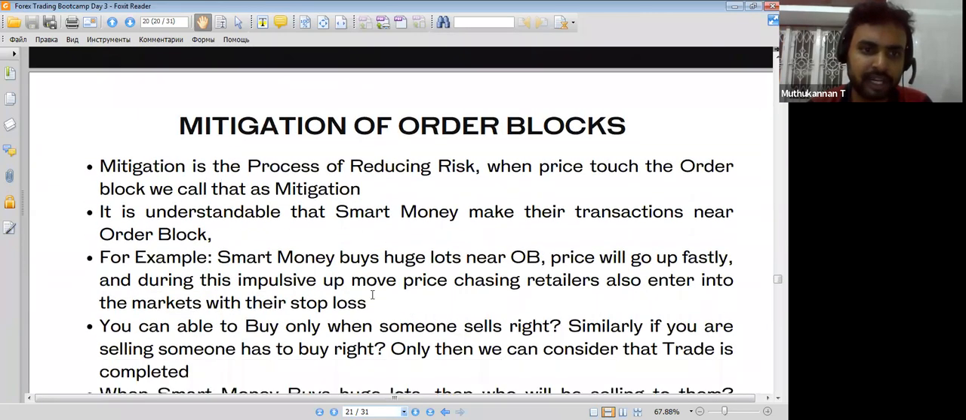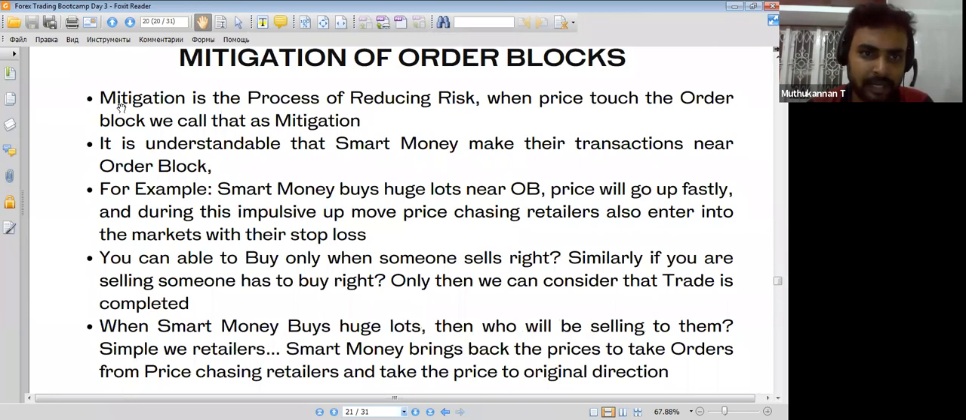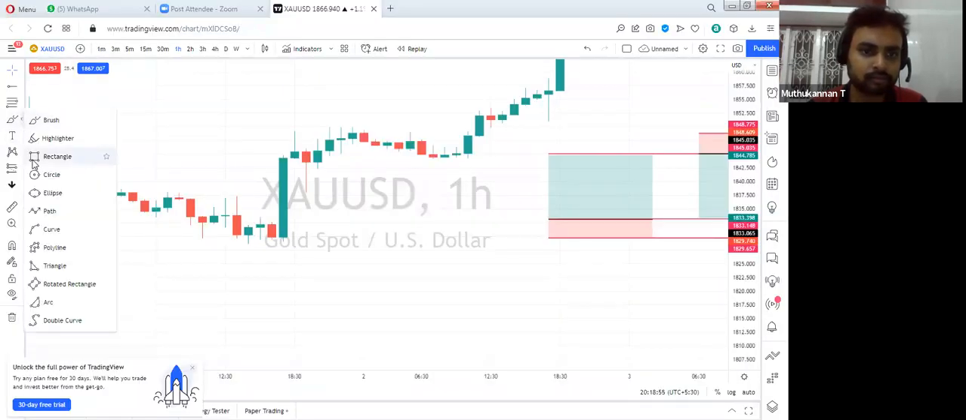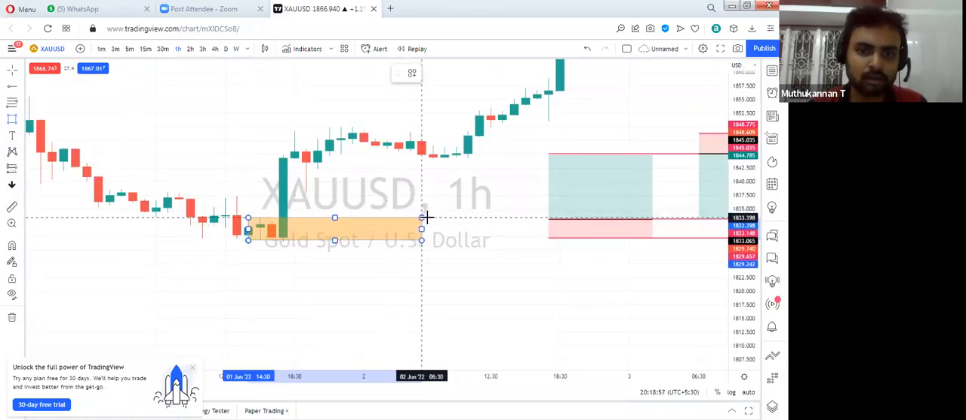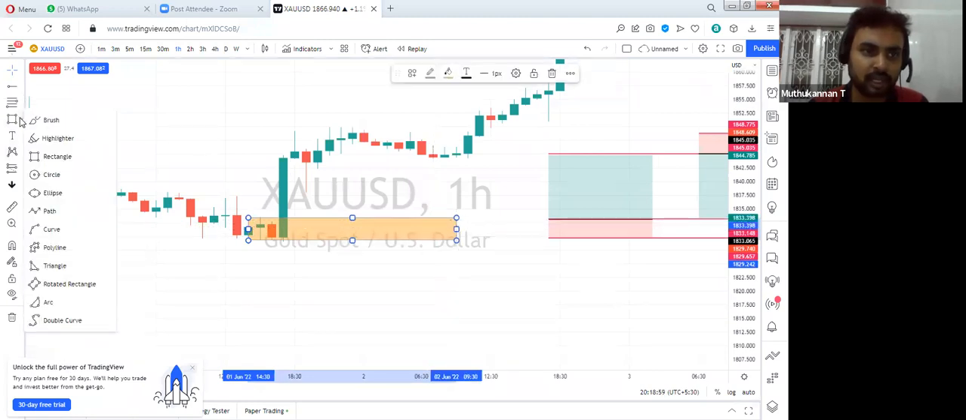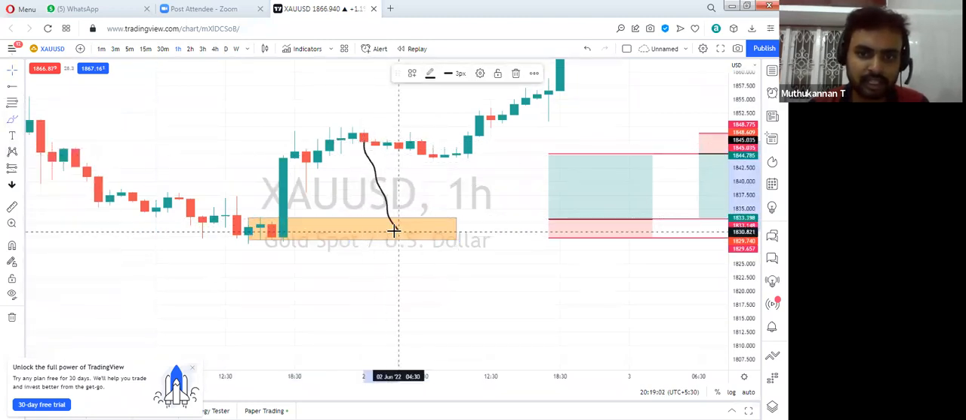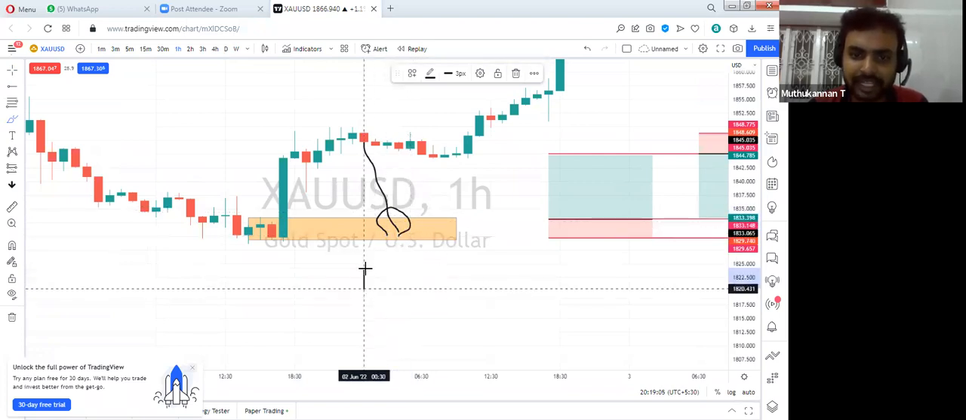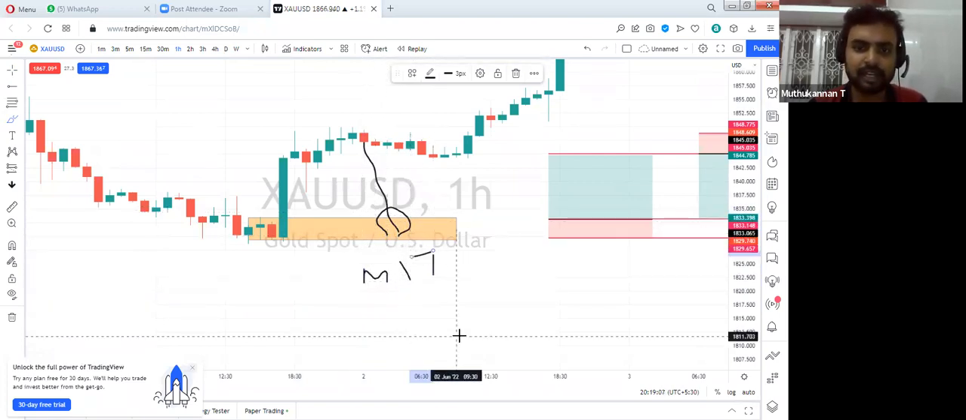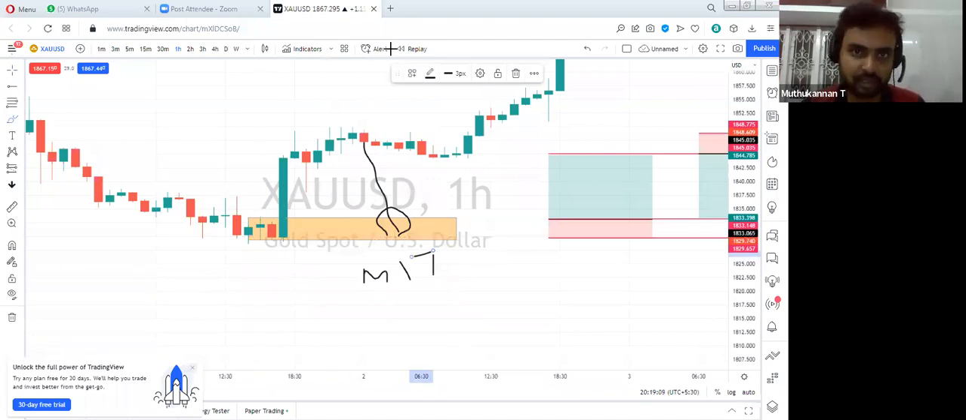So, what is mitigation? Mitigation of an order block. Mitigation is the process of reducing risk. When price touches the order block, we call that mitigation. Say, for example, this is my bullish order block. When price comes down here and touches here, this is called mitigation. Just remember this word is called mitigation.